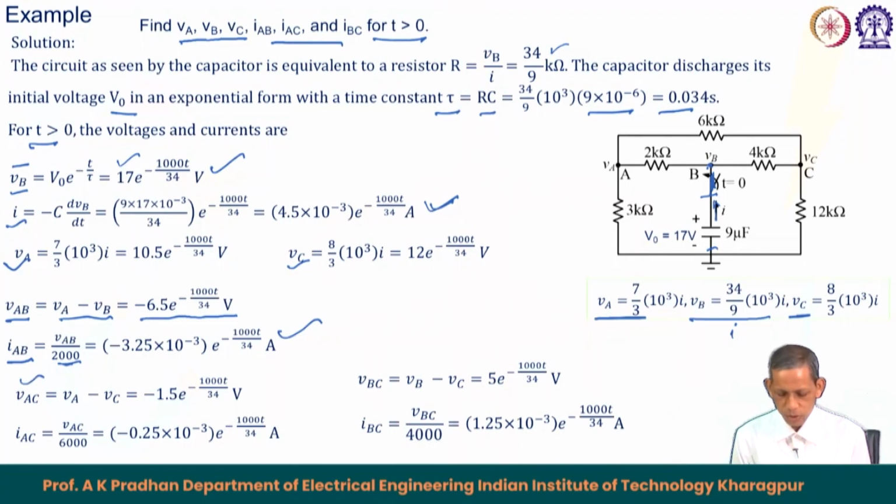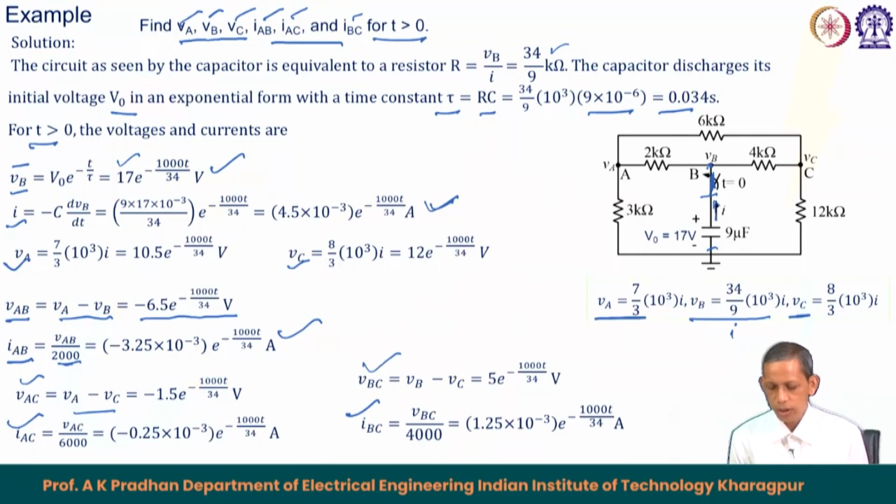Similarly, V A C equals V A minus V C, so we got the corresponding I A C. Similarly, V B C equals V B minus V C, and we got the corresponding I B C current expression, 1.25 × 10 to the minus 3 e to the power minus 1000 t by 34 ampere. So, we got all the values: V A, V B, V C, I A B, I A C.